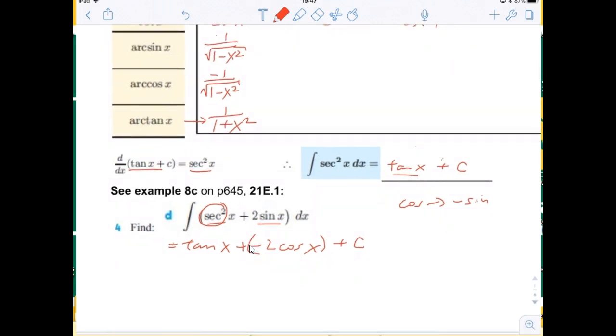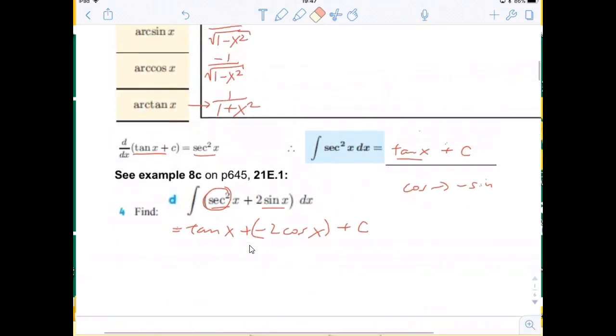All right? And if you want to check it, it's hard to do integrals because it's a backwards derivative. Derivatives are easy to do, right? So you can check by taking the derivative of tan x, you know it's secant squared. The derivative of negative 2 cosine x would be negative 2 times negative sine x, or positive 2 sine x, right? And when you take the derivative of plus c, it just goes to 0. So if we took the derivative of tangent of x minus 2 cosine x plus c, we get secant squared x plus 2 sine x, which is what we started with here. So we've checked that our answer is correct, right? All right. And that's it for page 1.